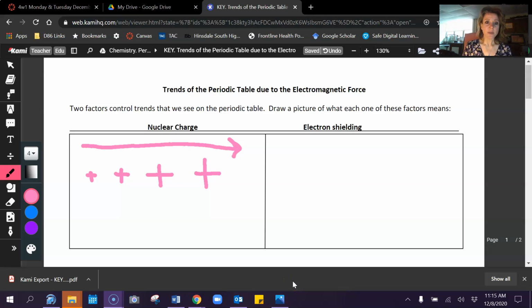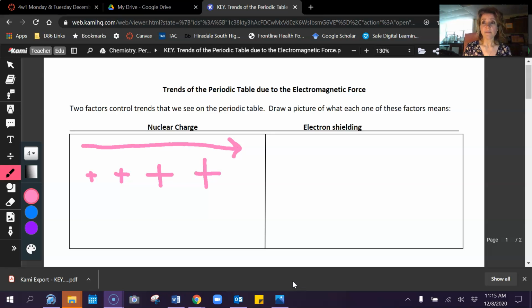So here's my picture for nuclear charge, and you'll see that at the very top I drew an arrow to show that we are moving across a period from left to right. And notice that my plus signs are changing in size. So on the left, my plus signs are smaller, and on the right, they're larger, because as you move across the period, the atomic number for every element starts to increase by 1. Each time that you move from one square to the next, it goes up by 1.